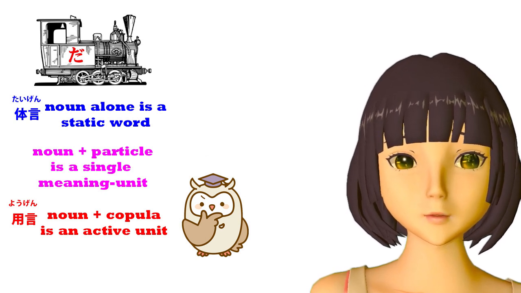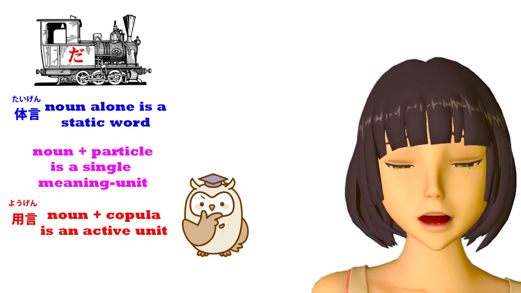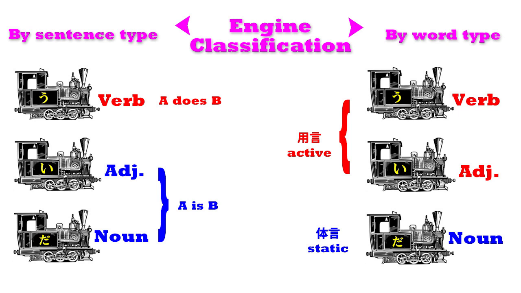So, once we attach the copula to a noun, we have a yogen, an active unit, and as I'm sure you'll have already worked out by now, this means that the three engines, the three possible ways of ending a sentence, are all yogen or active units. That's to say, verb, adjective, and noun plus copula. These are the three possible engines of a sentence, and they are also the three possible yogen. We tend to call them yogen when they're modifying something else, when they're inside a sentence.